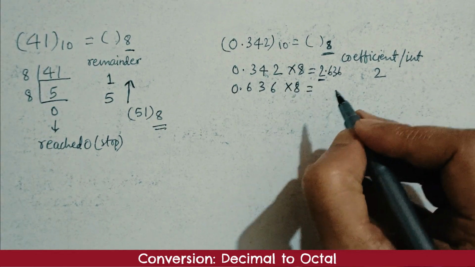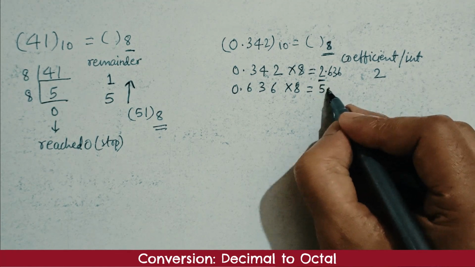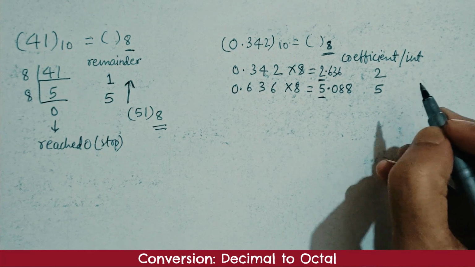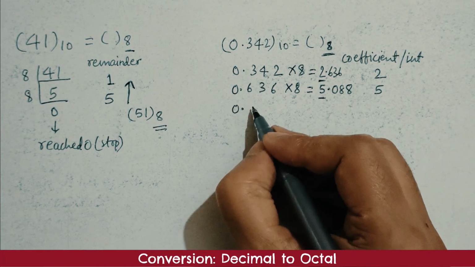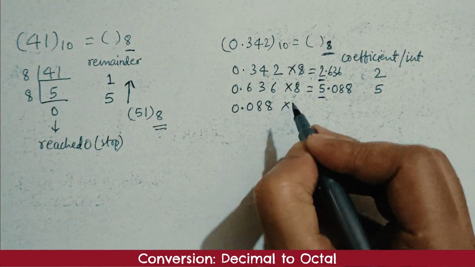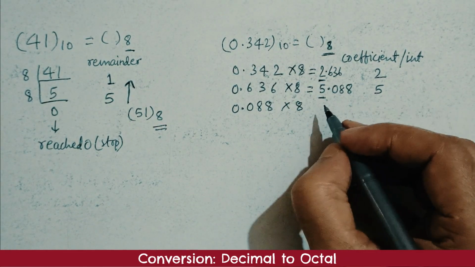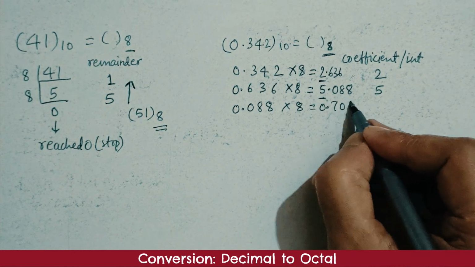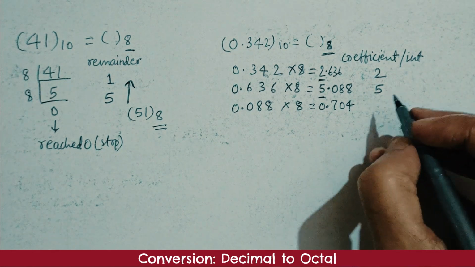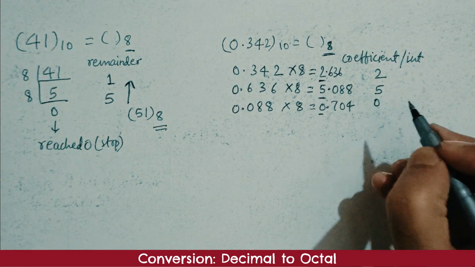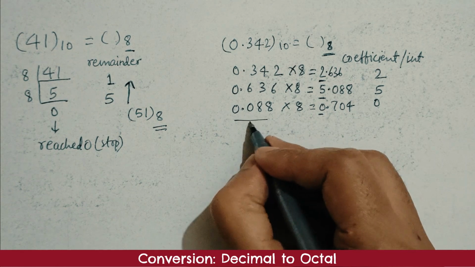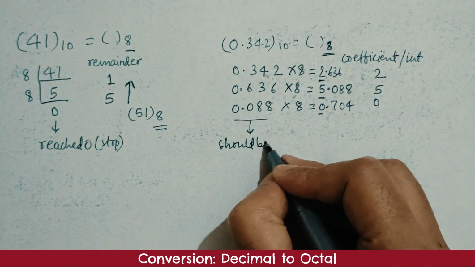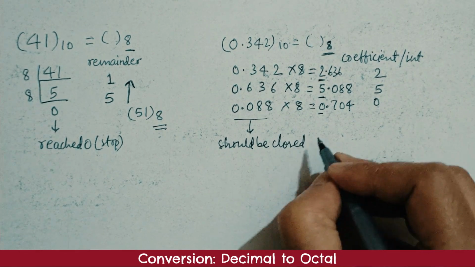0.636, multiply it by 8. Write down the coefficient, 5. Again, write down the remaining digits, 0.088, and multiply it by 8. Write down the coefficient, 0. Repeat this process till the number gets close to 0.